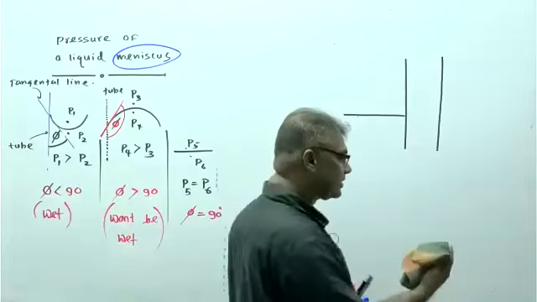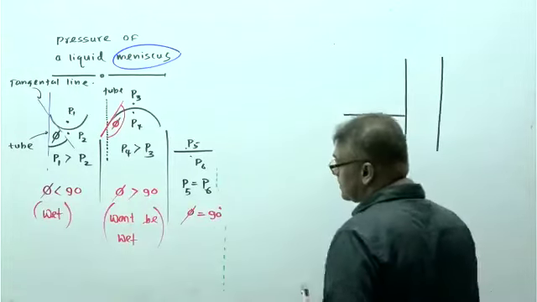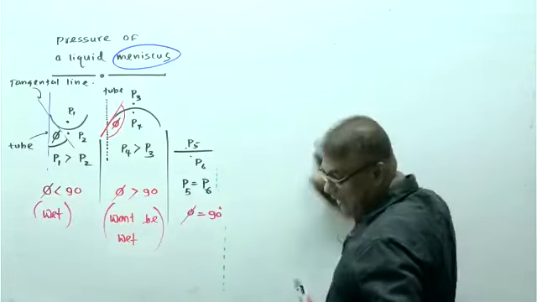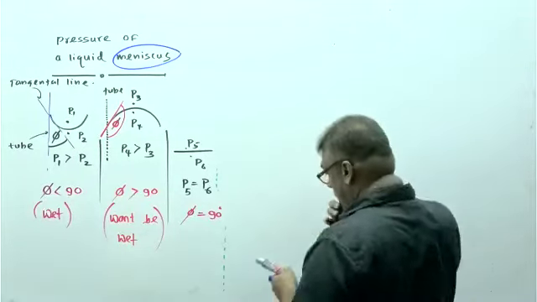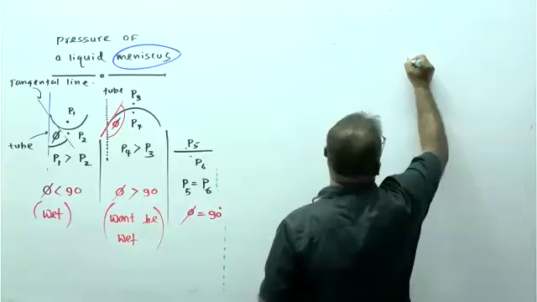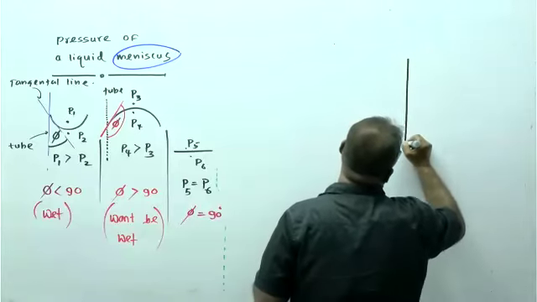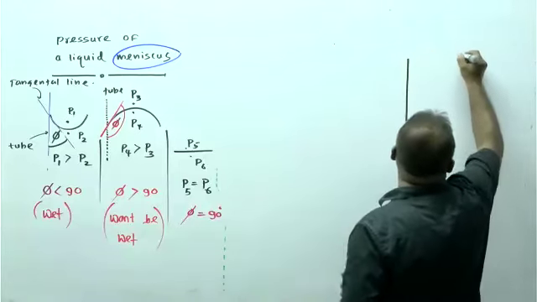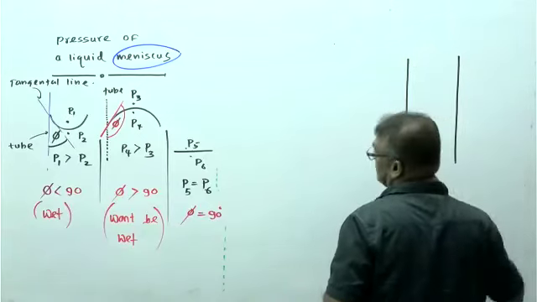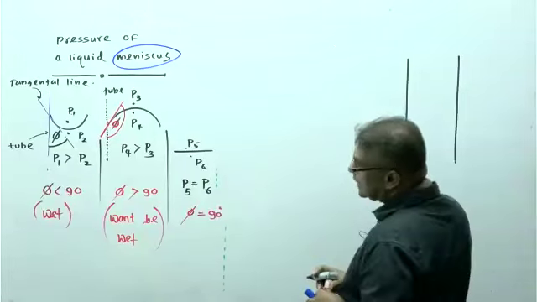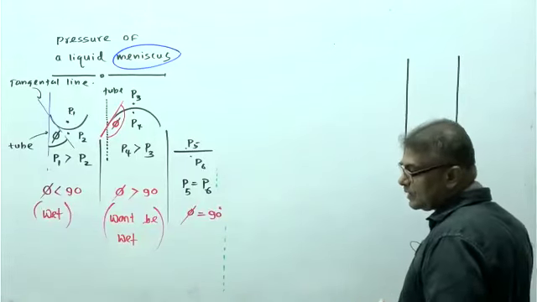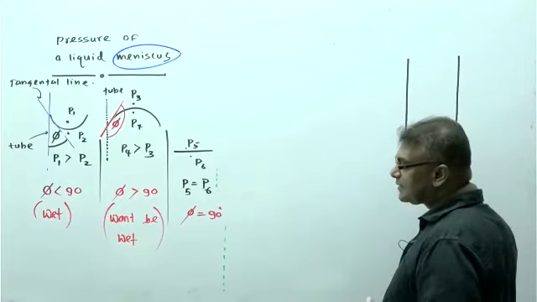Won't wet the contacted surface. Next point. If the angle of contact is less than 90 degrees, it will wet the contacted surface.